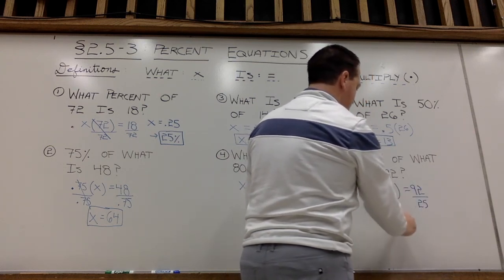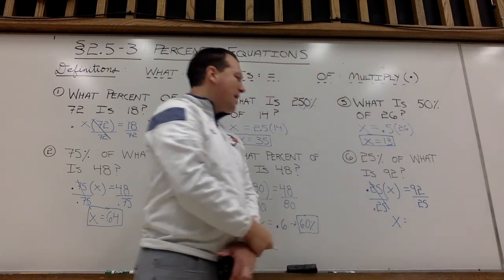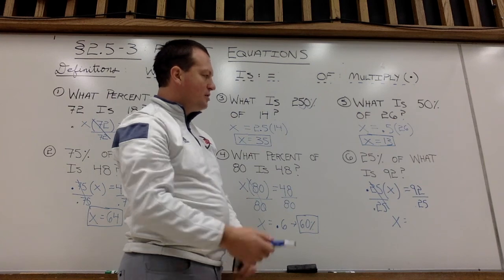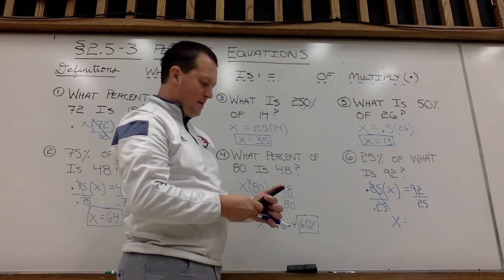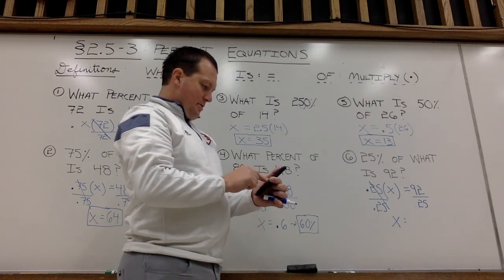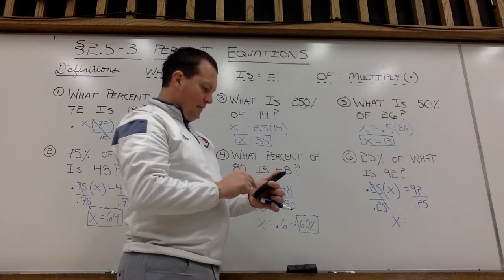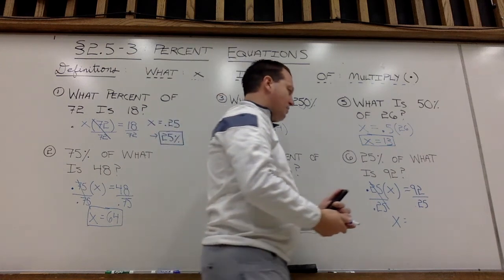Again, here's where it's handy to have a calculator. I think it's 368, 92 divided by 0.25. I'm going to confirm that, or possibly deny it. So 92 divided by 0.25, yes, confirmed, is 368.